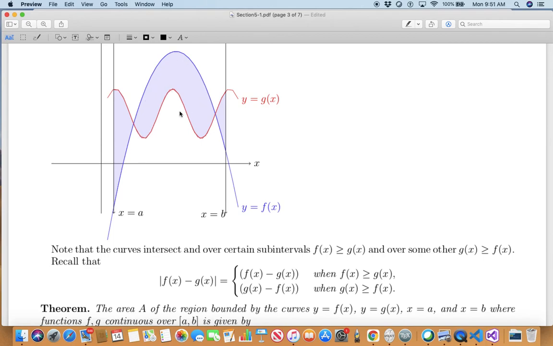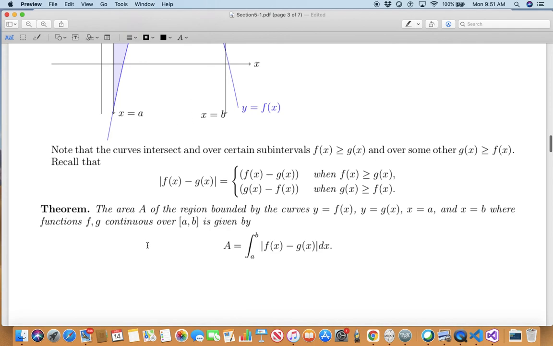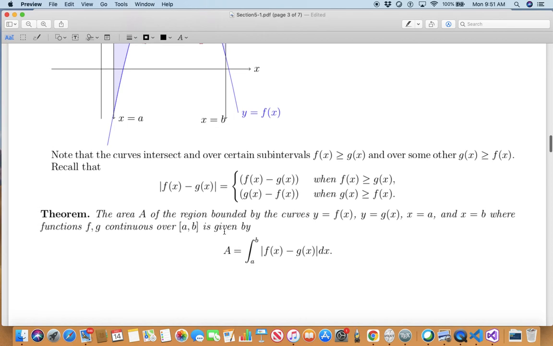Higher minus lower. So, in other words, you can simply say the area A of the region bounded by the curves y equals f(x) and y equals g(x) between x equals a and x equals b, where functions f and g are continuous over the closed interval [a, b]. So now I don't know which one is above which. So what do I do? I simply write the absolute value of f(x) minus g(x). A is the integral from a to b of the absolute value of f(x) minus g(x) dx.